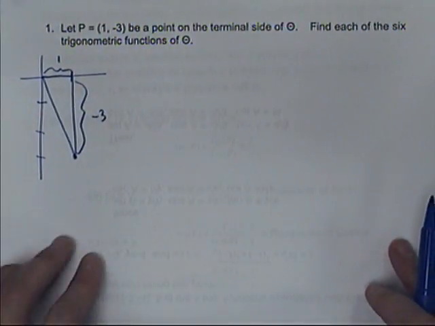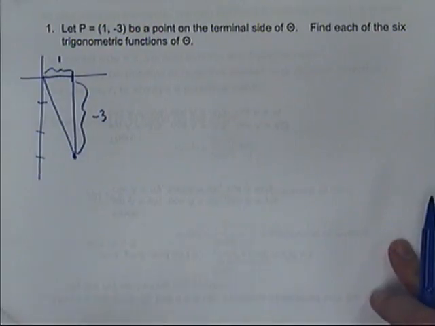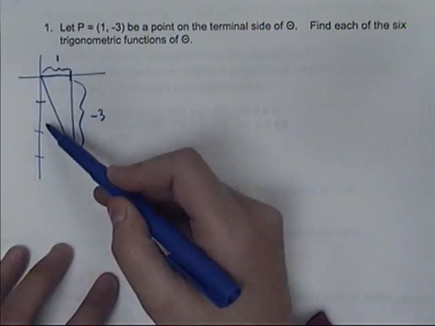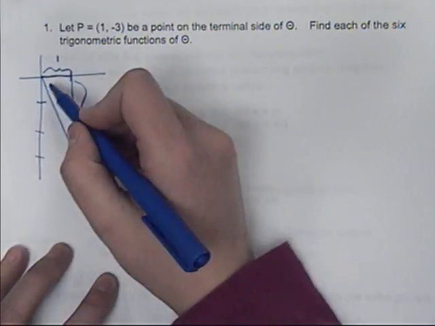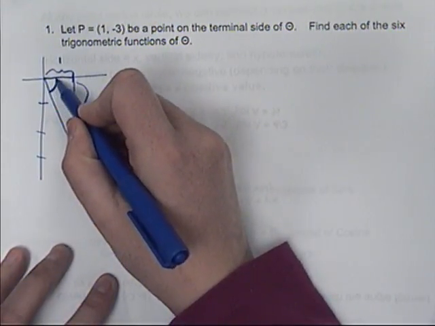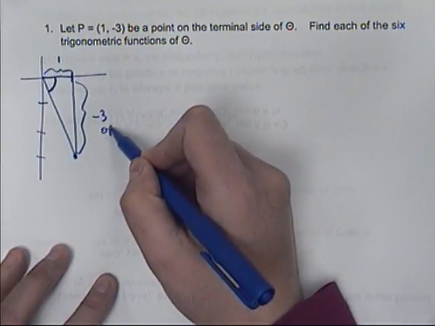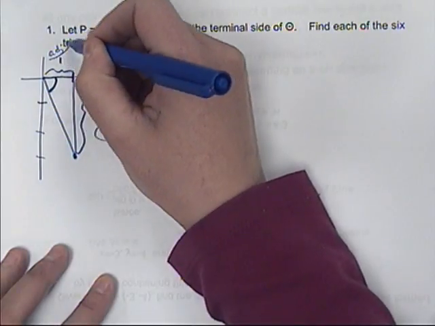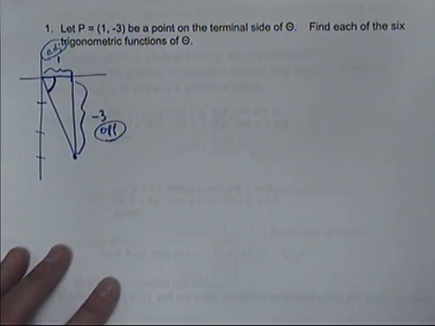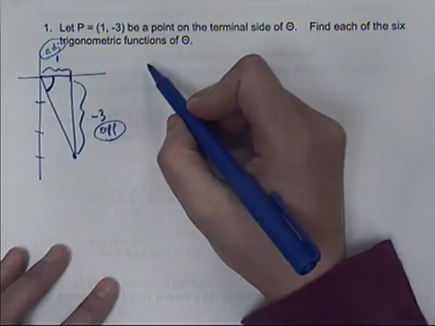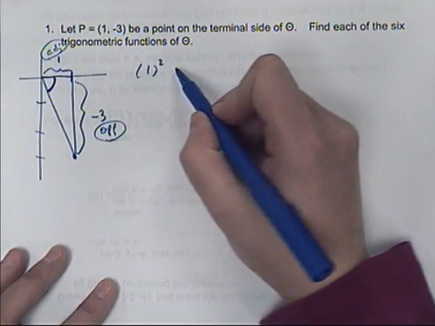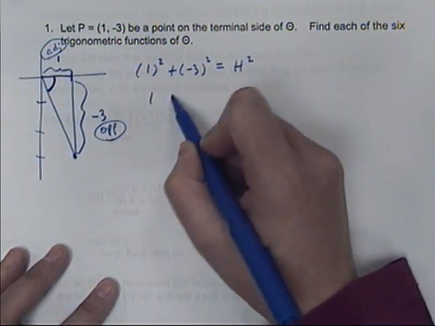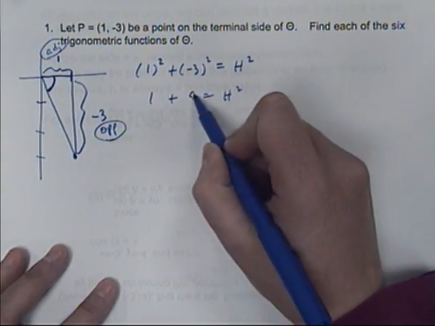Now, what we need to do in order to find all 6 of the trig functions, sine, cosine, tangent, cosecant, secant, and cotangent, I'm going to need to find my hypotenuse. This is my central angle, by the way, which means that this side over here is the opposite side from the central angle. This is my adjacent side. So finding the hypotenuse is our first objective. Okay, so according to the Pythagorean theorem, if we take a leg squared and add it to the other leg squared, we're going to get the hypotenuse squared. So that's 1 plus 9 equals our hypotenuse squared.